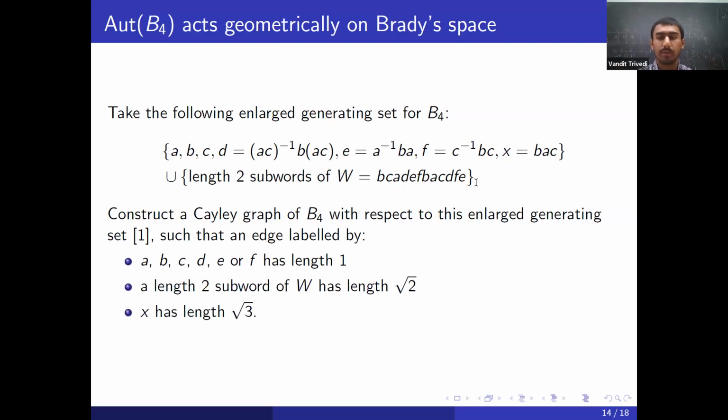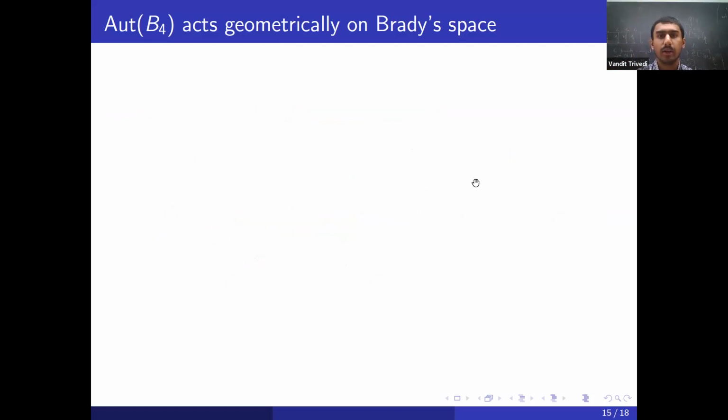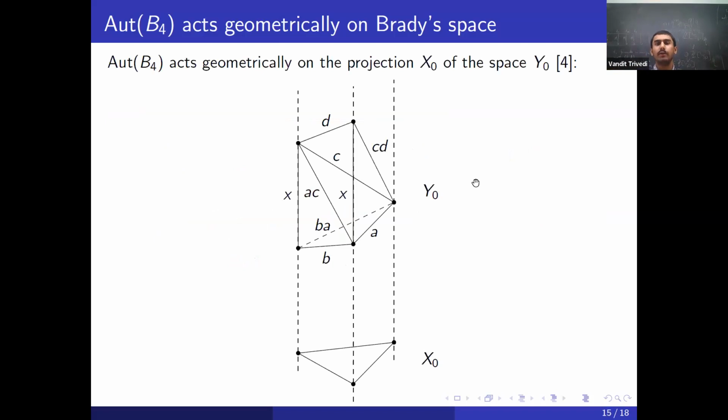And X will have length square root 3. And why we do this, or why Tom Brady did this rather, will become apparent in the next slide. So if we construct that Cayley graph, things line up in a very nice way.